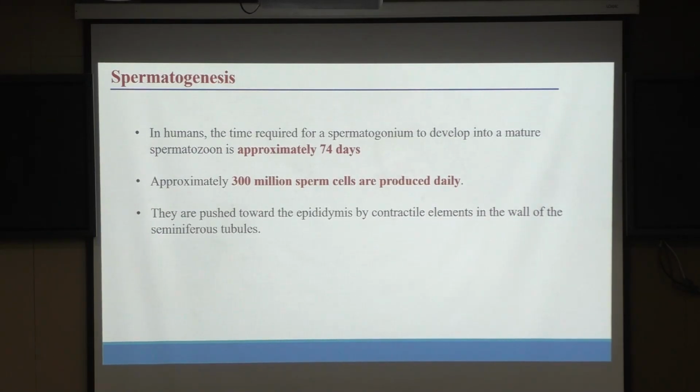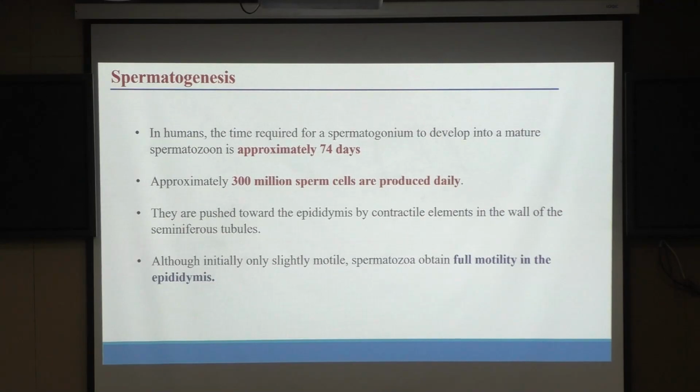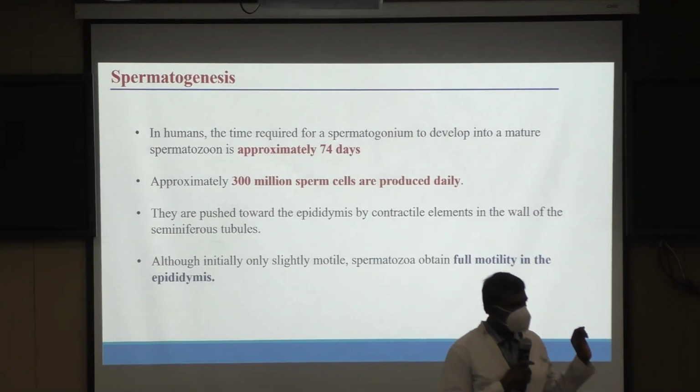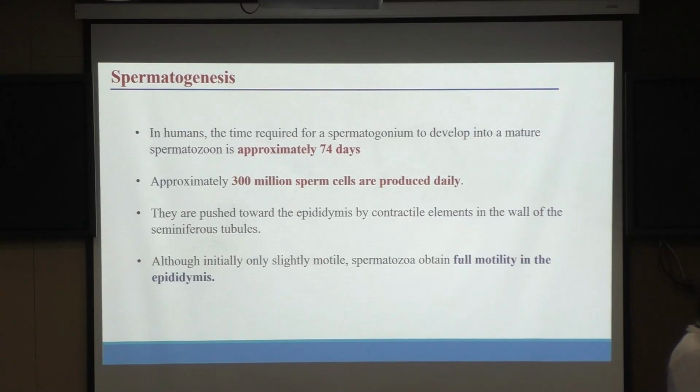Okay, now as and when they start forming spermatids, they get pushed towards the epididymis, right? Along with the testes, you have a convoluted tubule area, that is the epididymis. In the epididymis, they get the full motility, right? Not when they are in the testes or in the seminiferous tubule, the full motility as well as the full maturity develops when they pass through the epididymis.